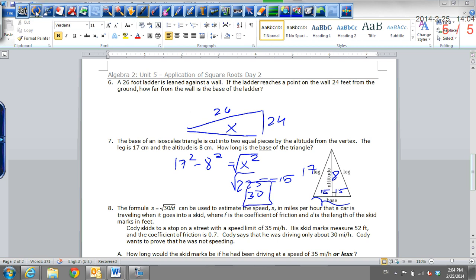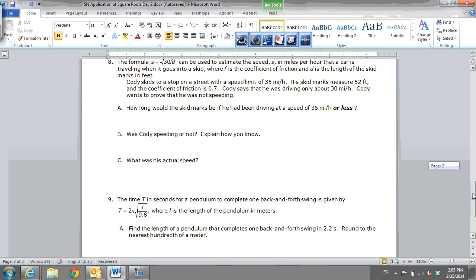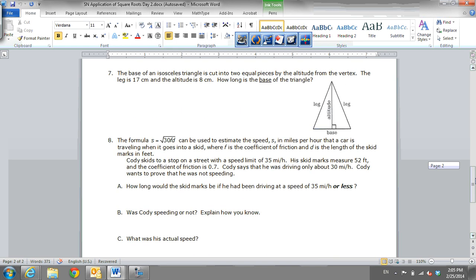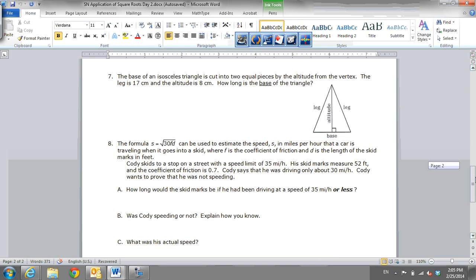Okay. The last two problems are kind of wordy, 8 and 9. If you can do everything else, you'll be good as far as the test goes.